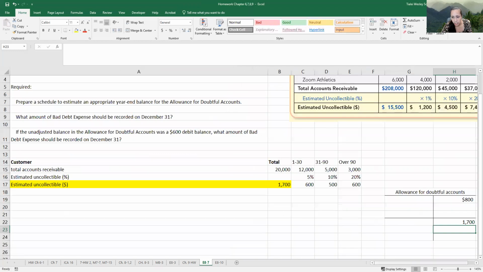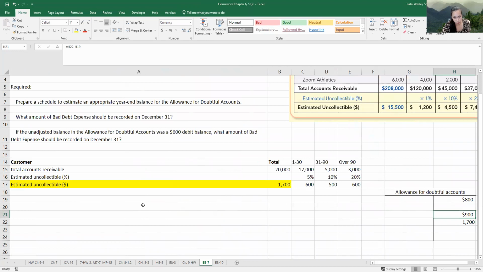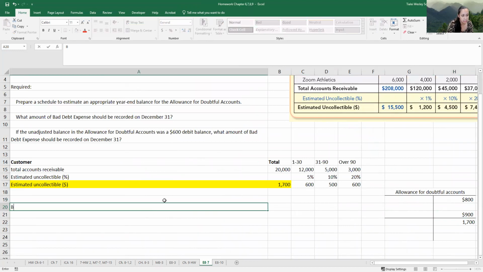And so I need to figure out, how do I get my 800 to be 1,700? Well, I could just take the full 1,700 and subtract 800. And then when I double check my formula, 800 plus 900, it seems like that's what I want in there. So I do need to credit my allowance for doubtful accounts by $900, and the appropriate entry besides allowance for doubtful accounts would be a bad debt expense.